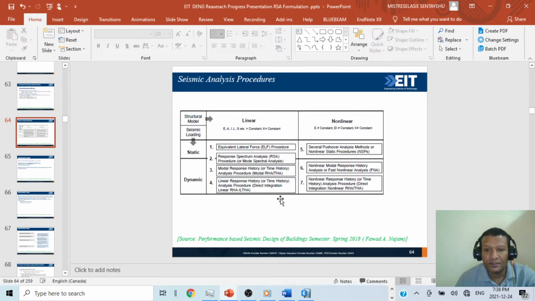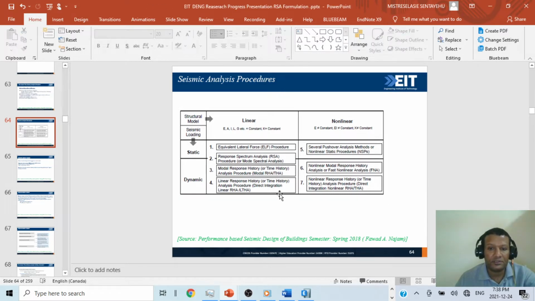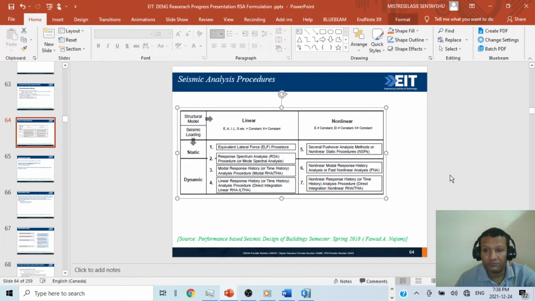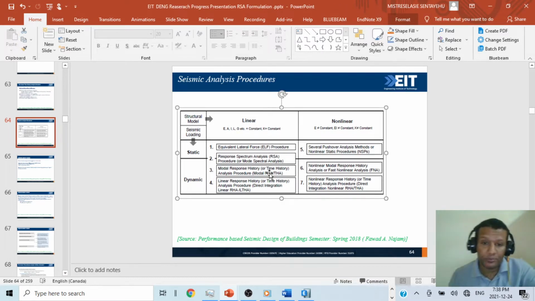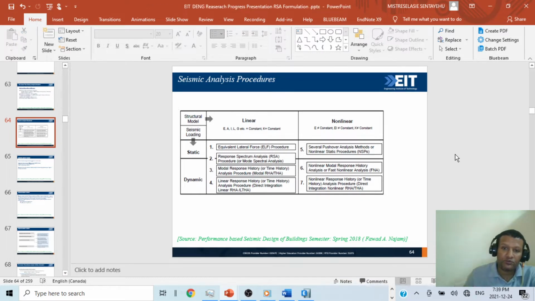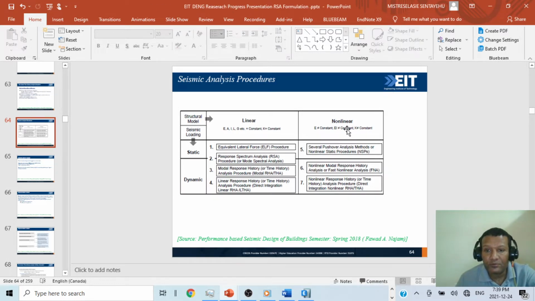We use numerical step-by-step integration methods, Newmark methods, and other methods like Runge-Kutta, directly without decoupling the equation of motion. We can directly solve for displacement, but here we use the orthogonality property and we decouple the equation of motion and we just solve for each mode. That's what we did. So when we come to nonlinear, several pushover analysis methods are there.